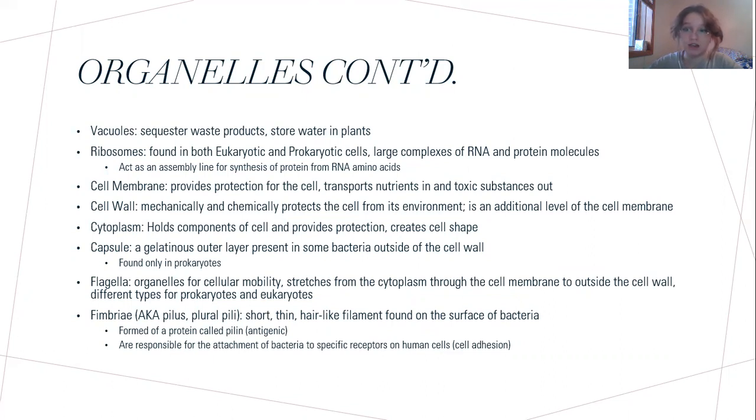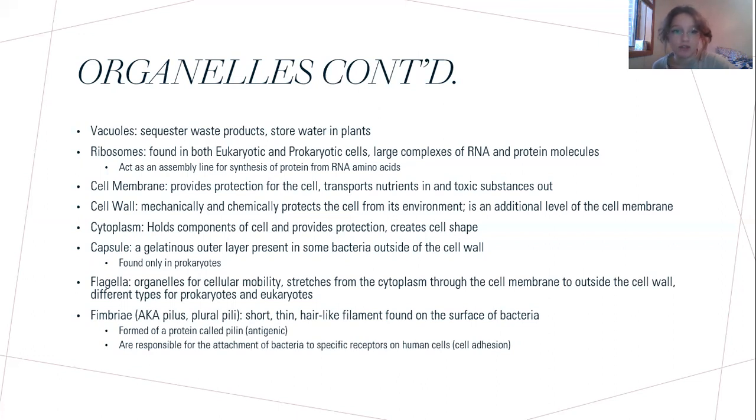And something to take note of is that it also restricts movement, which is why, for example, cell walls are present in plant cells because plants do not move, whereas they are not present in human cells because humans do need to move. Then there is cytoplasm. This holds the components of the cell and provides protection as well as creates the cell shape. As shown in the diagram from earlier, it is also in prokaryotes.